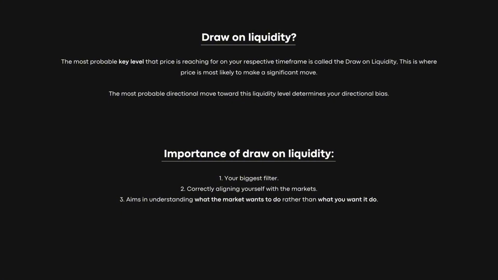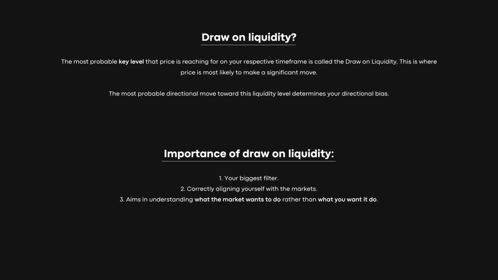Let's say your drawn liquidity is higher, or it's to the upside. That instantly invalidates all the bearish trade ideas for you, right? And because of that, you are no longer looking to short. You don't care about bearish signals or bearish setups because you know that price is most likely drawn towards the upside, and you wouldn't want to trade in the counter direction.